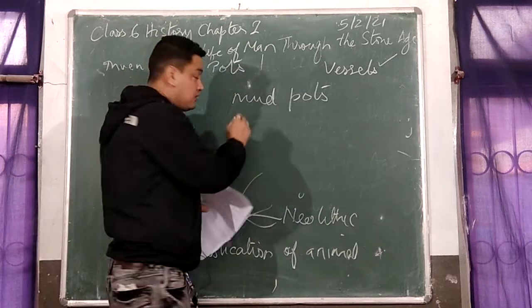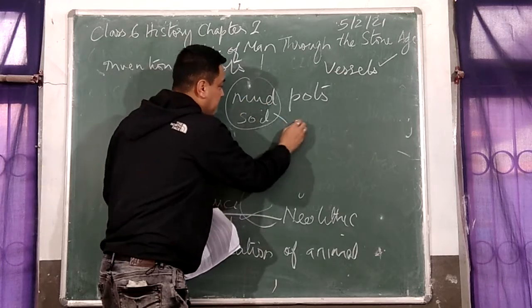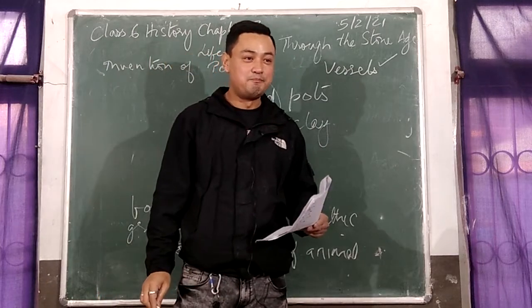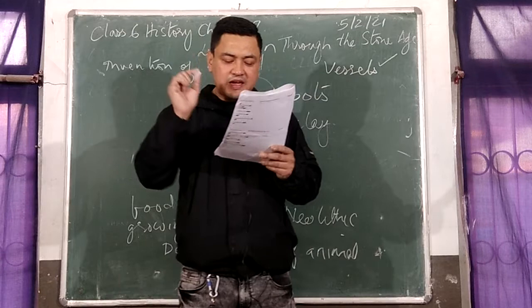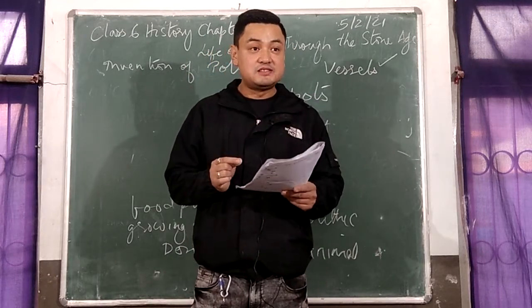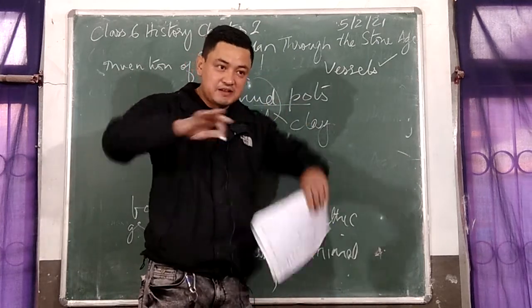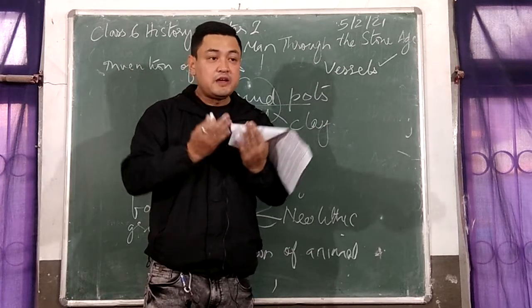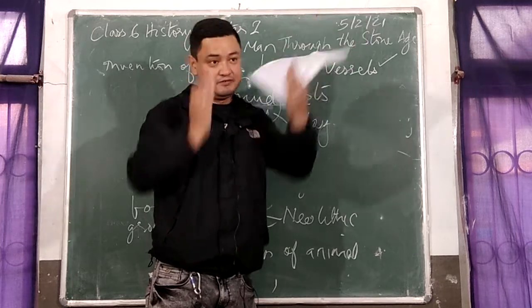It is made of S-O-I-L, soil. It is also called clay. Clay is a moist mud, wet mud. So he began to make mud pots or clay pots and dried them in the sun. These mud pots were made with the help of water. By mixing mud with water, he started making bhara bartan. But he was supposed to dry that mud in the sun.